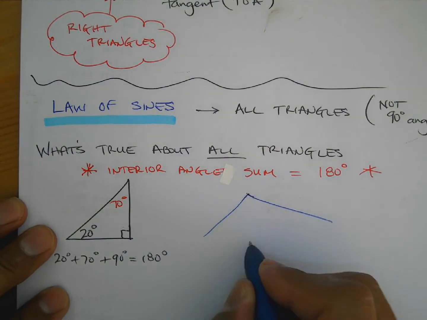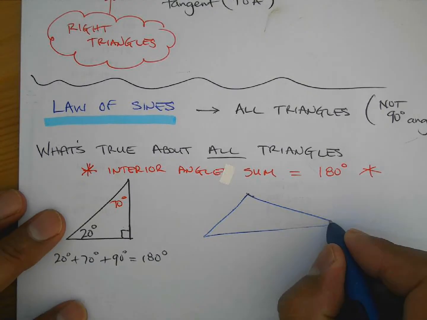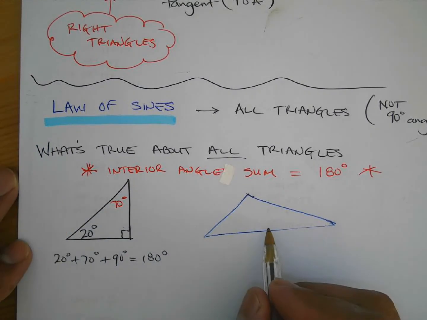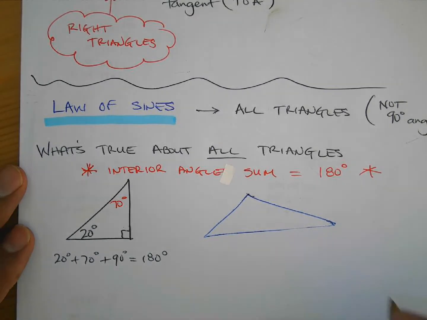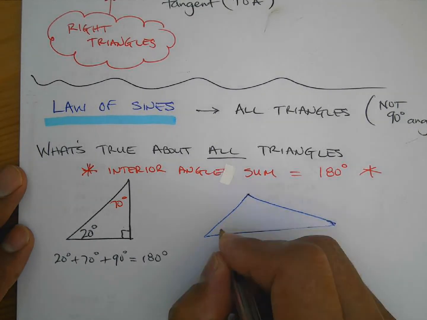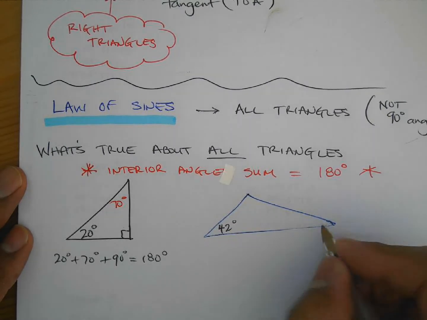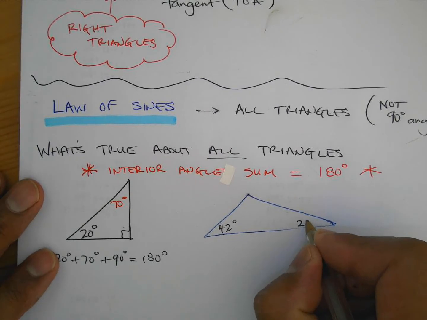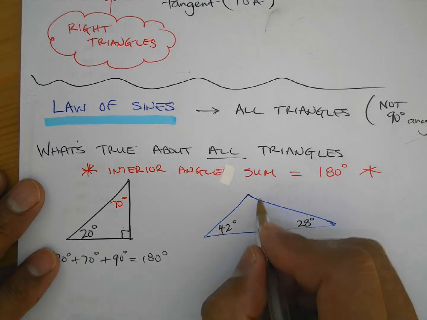Well, it's also true for non-right triangles. Now you're going to see triangles that don't have a 90-degree angle. For the law of sines, they're going to give you two of the angles, so definitely you're going to know the third one. If this is 42 degrees and this one looks like 28 degrees, what's this one?